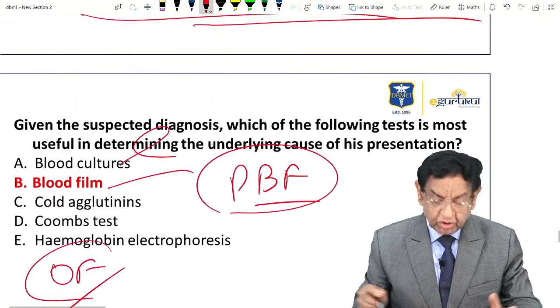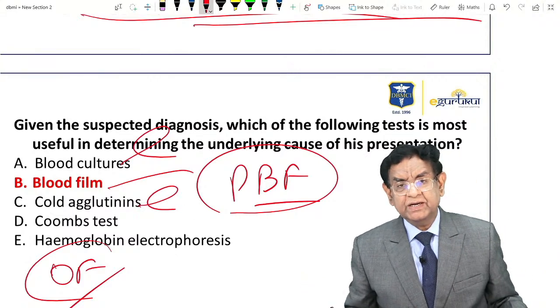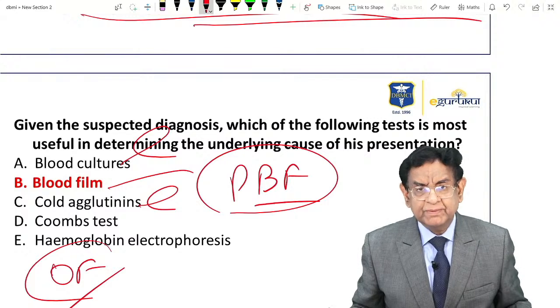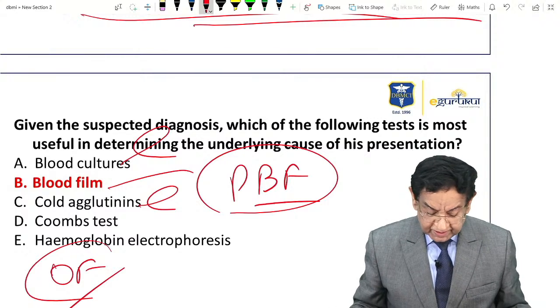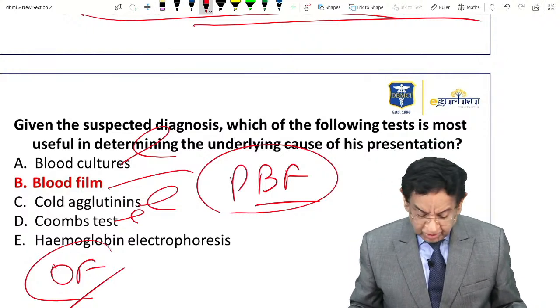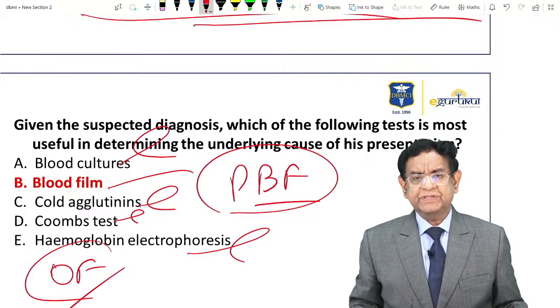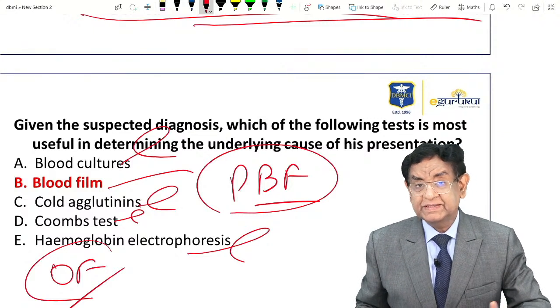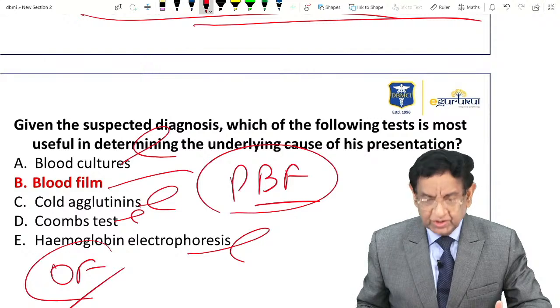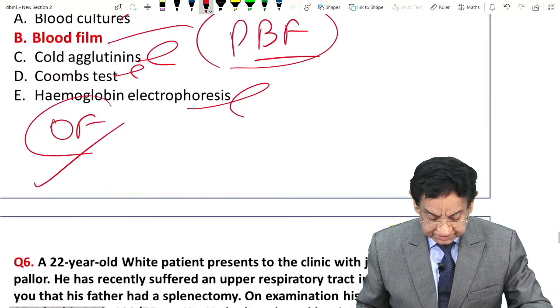Culture is not going to help you. Cold agglutinin is a test for autoimmune hemolytic anemia, not useful. Coombs test is again for autoimmune hemolytic anemia, not useful. Hemoglobin electrophoresis is useful for what? Thalassemias, not in a case of hereditary spherocytosis.